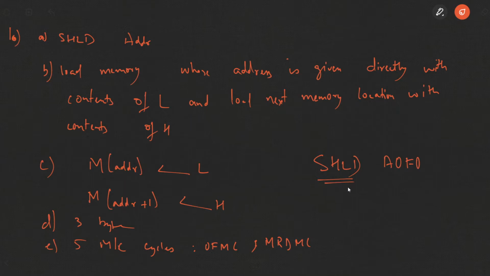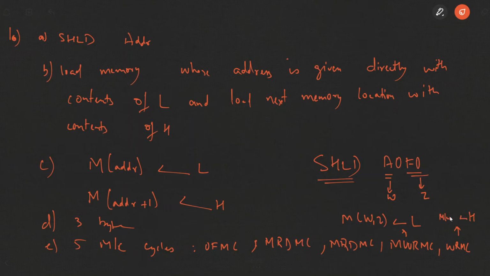SHLD will be read in the opcode fetch machine cycle. Read this data and transfer it to Z. Read this data and transfer it to W. So these will be your 2 memory read machine cycles. How we have done the memory write machine cycles in this case: you have one memory write and you have second memory write. So once you have the contents of this data, in this memory write machine cycle, whatever is on L will be transferred to WZ, and whatever is on H will be transferred to WZ plus 1. Fine. So this means whatever is on H will be transferred to WZ plus 1.